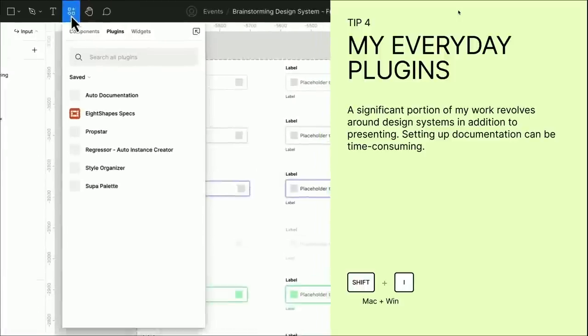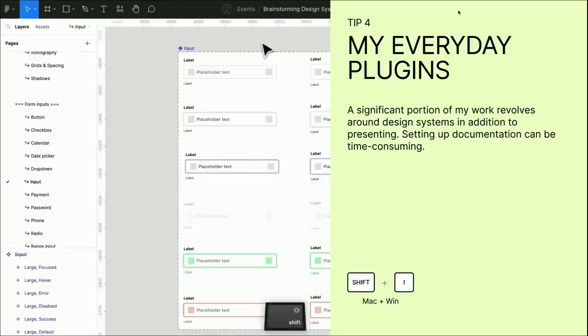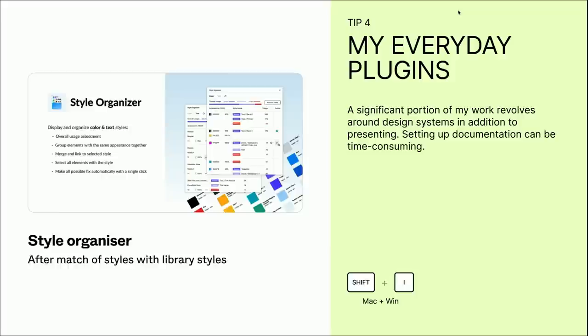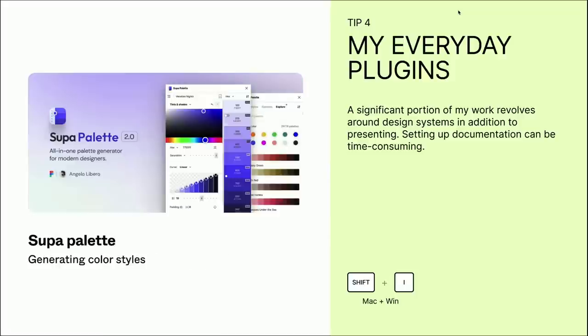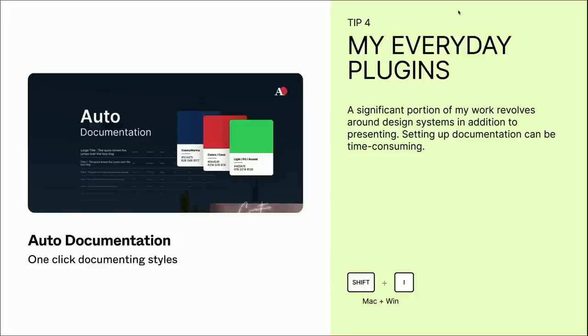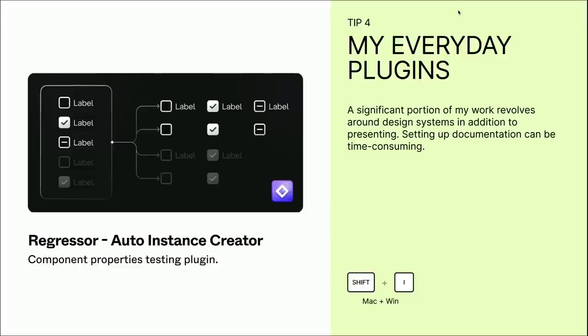Definitely, to access our plugins, you can go to the resource tab or use the shortcut Shift I to access the plugin list. And this is the list of the plugins that I'm using. I often rely on several plugins like Style Organizer, Super Palette, PropStar, Auto Documentation, H-Shape Specs, and of course, Regressor. And I think my fellow colleague, Christina, will talk a little bit more about H-Shape Specs in her talk.